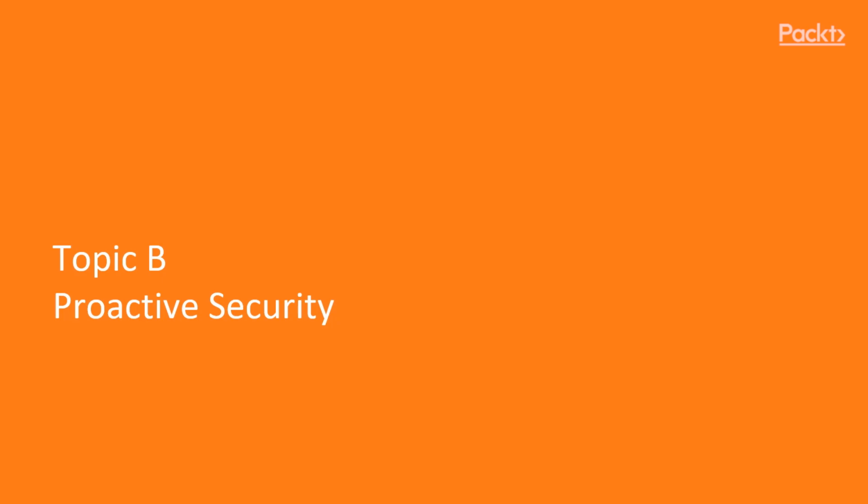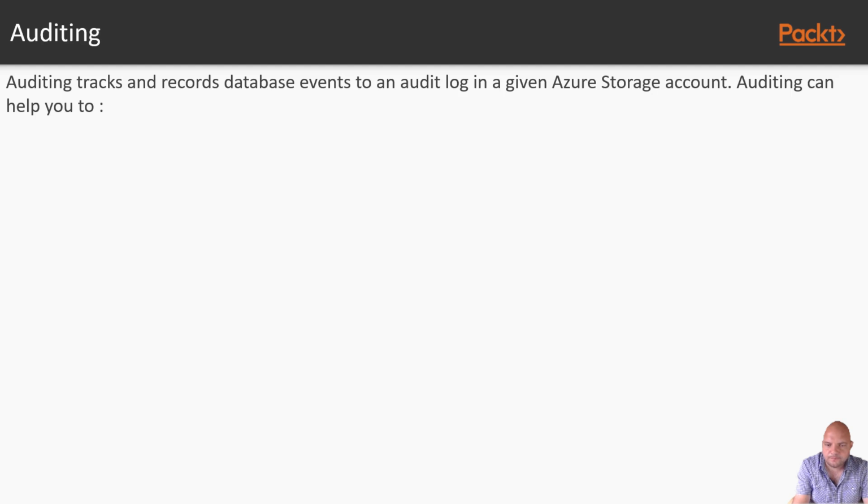So the second topic in this lesson is proactive security. This topic tells us that Azure SQL Database provides auditing and threat detection to proactively protect our data from malicious attacks. So let's start with auditing. Auditing tracks and records database events to an audit log in a given Azure storage account.